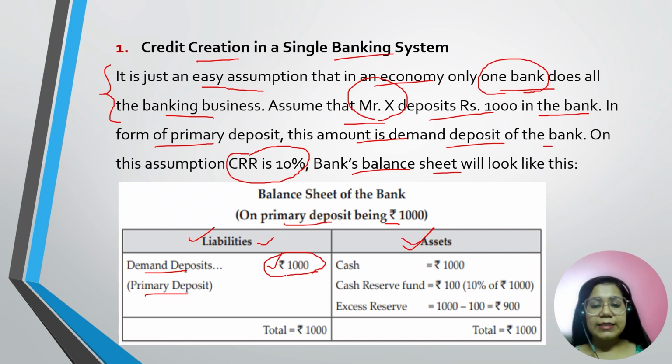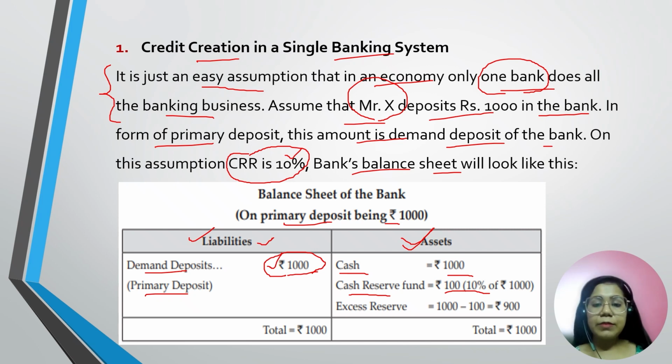So firstly, this deposit the banks get in the form of cash. So there is 1,000 rupees cash as assets which the bank has. Now in this case, they keep the cash reserve as what? We have taken it as 10%. So 10% of 1,000 rupees is 100 rupees. So this will be the cash reserve fund that the banks will keep with themselves in case of emergencies.